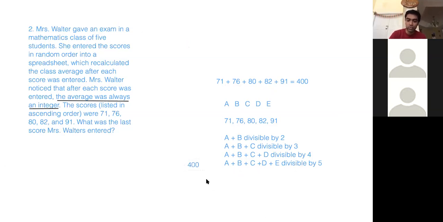So what do we know about this 400? It's divisible by 5, but it's also divisible by 4 itself, right? So we know that A plus B plus C plus D plus E is divisible by 4. And we know A plus B plus C plus D is divisible by 4. Does that help us find what E is? It means that the number that we're going to subtract, so E has to be a multiple of 4.